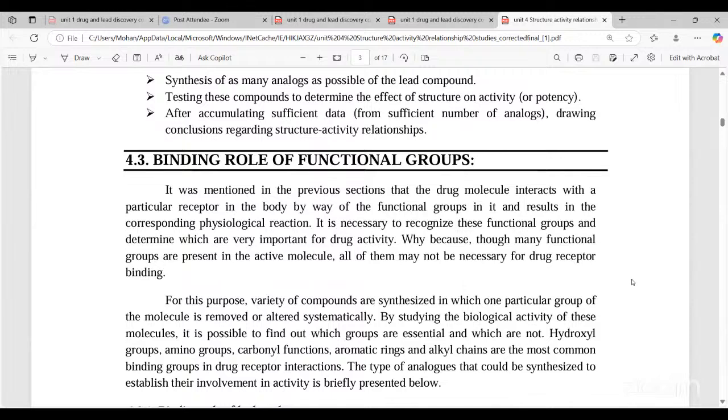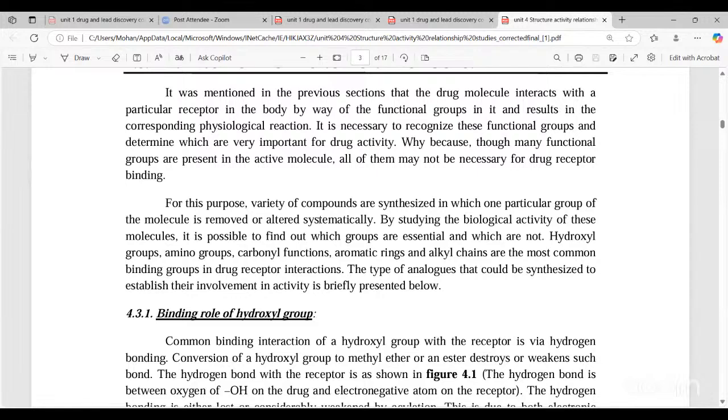all of them may not be necessary for drug receptor binding. For this purpose, a variety of compounds are synthesized in which one particular group of the molecule is removed or altered synthetically, systematically. So by studying the biological activity of these molecules, it is possible to find out which groups are essential and which are not.